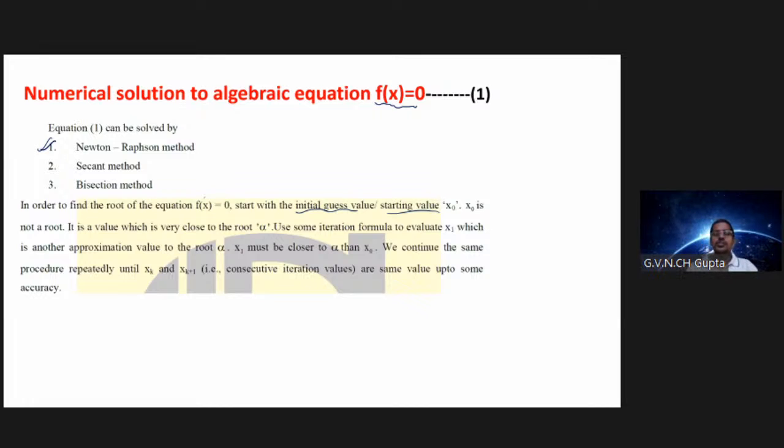Okay, so use some iteration formula to evaluate x1, which is another approximation, called the first approximation value to the root alpha. This is the original root, the exact root, that is 100% correct. x0, x1, x2 are approximation values to the root. So x1 must be closer to alpha than x0.